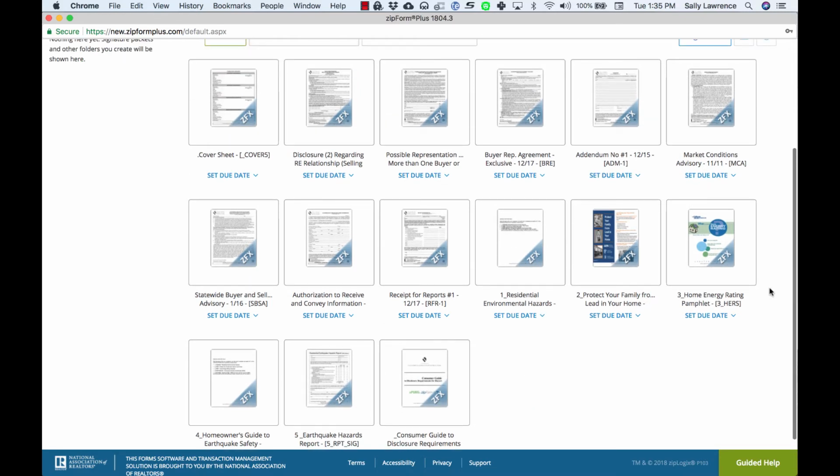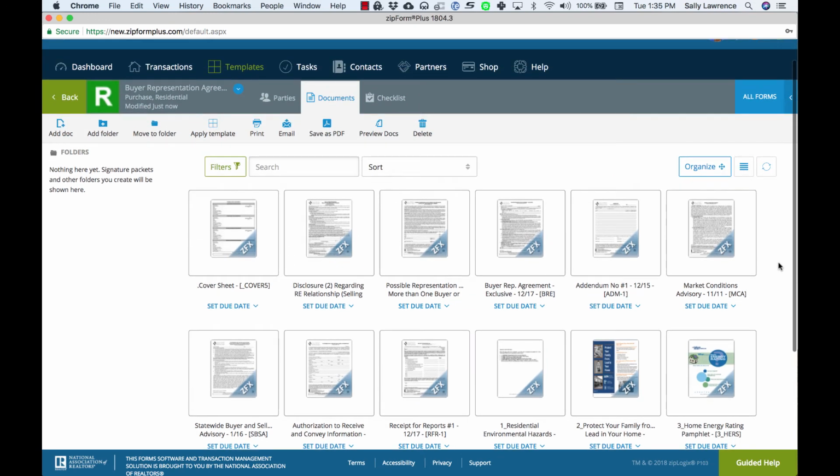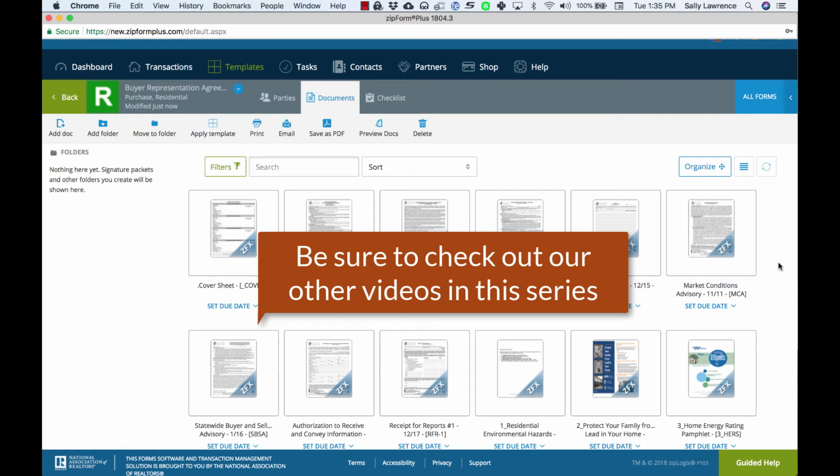All of these documents together make up your buyer representation package. Let's dive a little bit deeper into each of the separate documents.